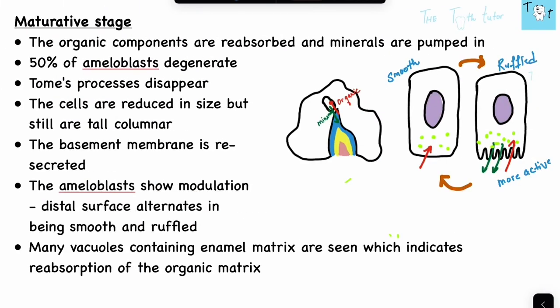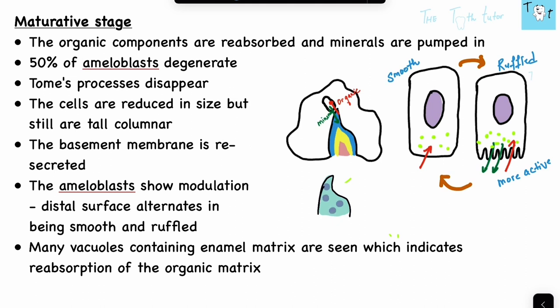Right? Now what will happen in this is the fifth stage, the maturative stage, the fourth stage, sorry. And the organic components are reabsorbed and minerals are pumped in. So what was happening is until this stage, we had this tooth. Just a second, we had this tooth. Okay, what was happening is we had formed the entire enamel matrix. So all the soup, the gravy, it was laid, and some of the noodles, you can say, some of the minerals that were also laid.